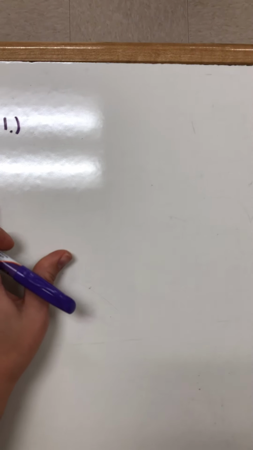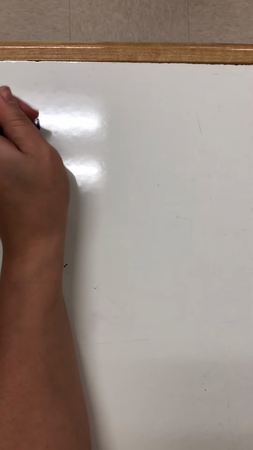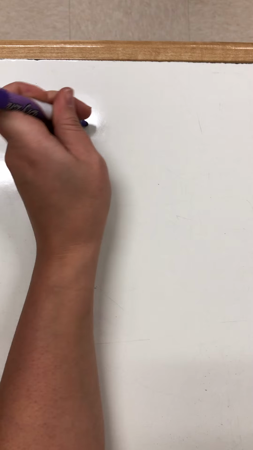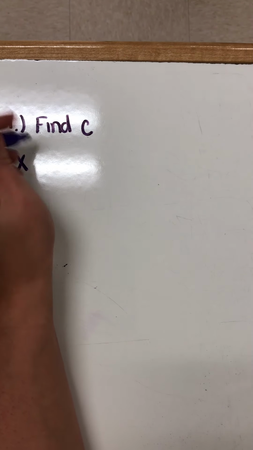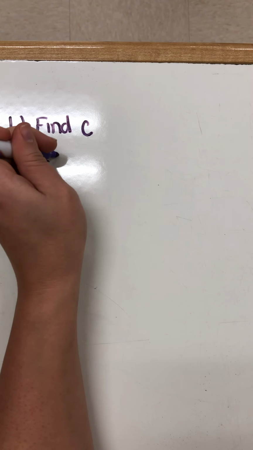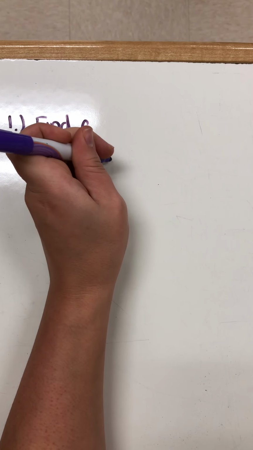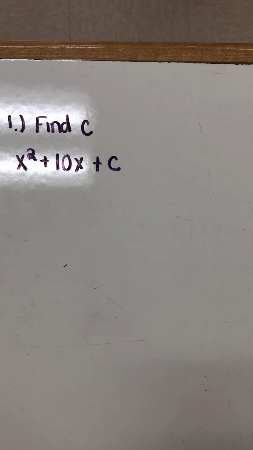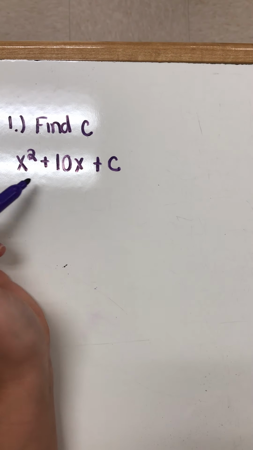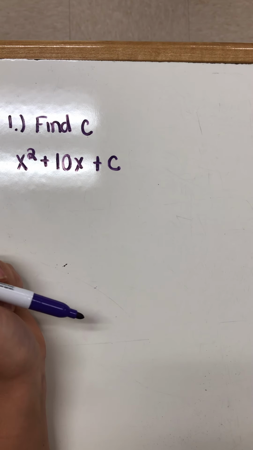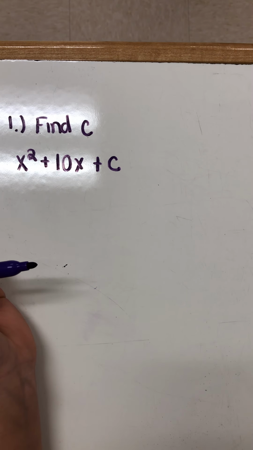The first kind of example is when it just says find c. That's all you have to do. It gives you a problem. I'm making this one up. It says x squared plus 10x plus c. So we need to find what c is. What's the term that would make this a perfect square trinomial? That's really what this means.